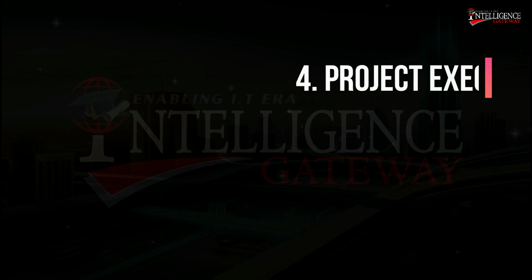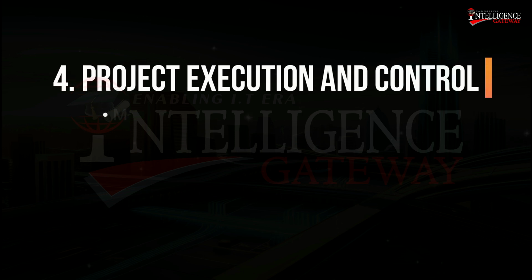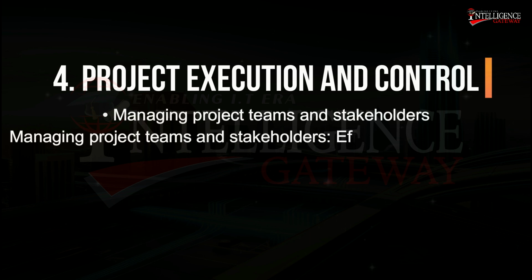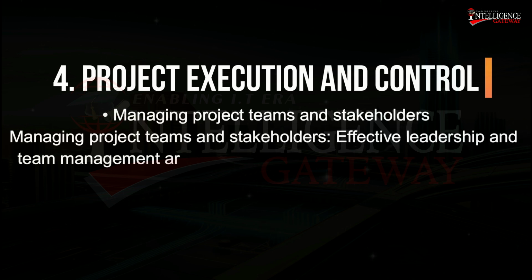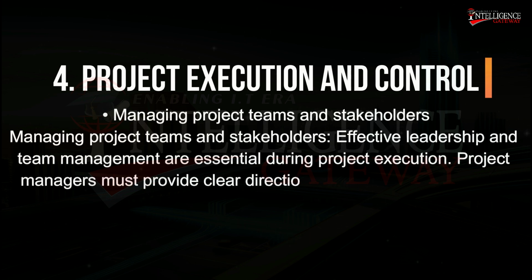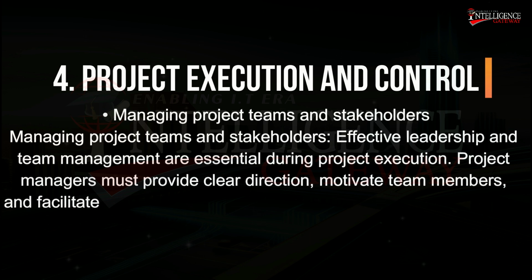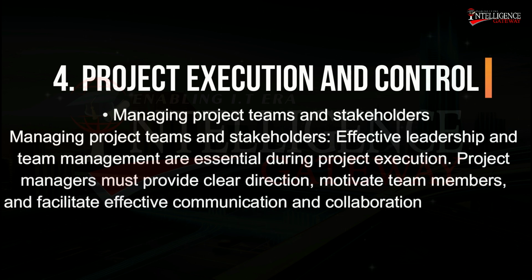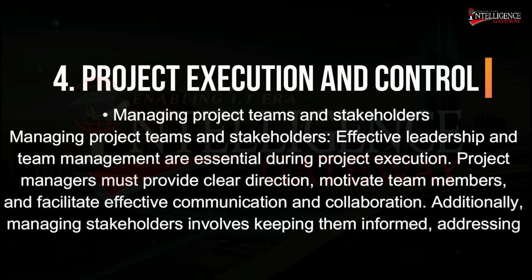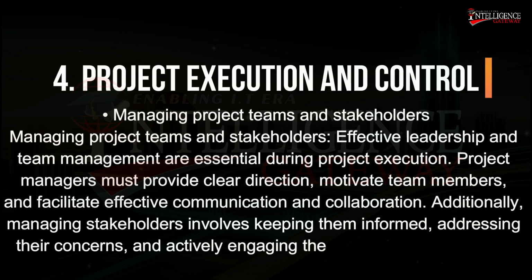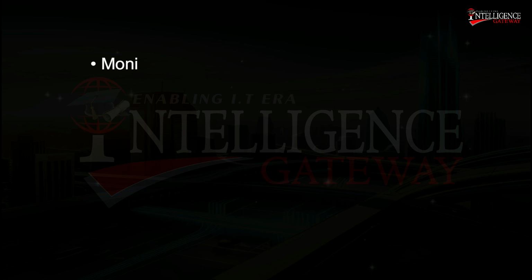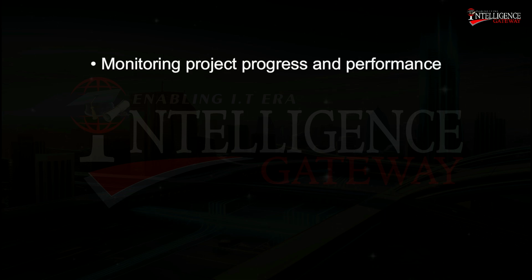4. Project execution and control. Managing project teams and stakeholders. Effective leadership and team management are essential during project execution. Project managers must provide clear direction, motivate team members, and facilitate effective communication and collaboration. Additionally, managing stakeholders involves keeping them informed, addressing their concerns, and actively engaging them throughout the project to maintain their support and involvement.